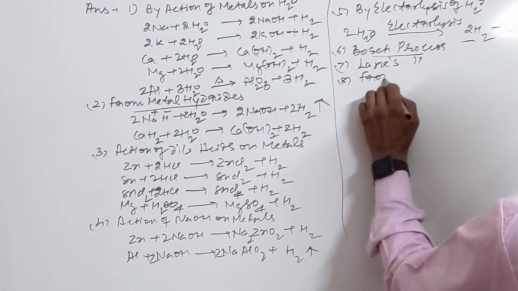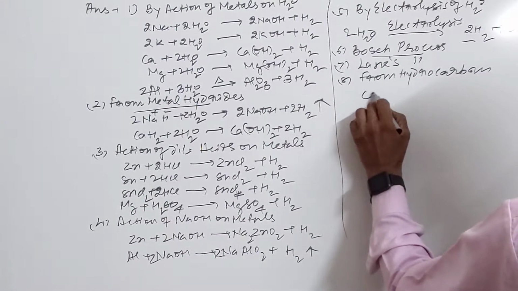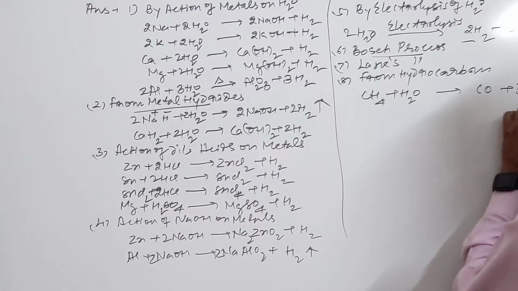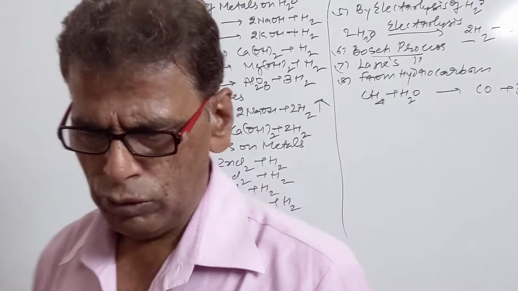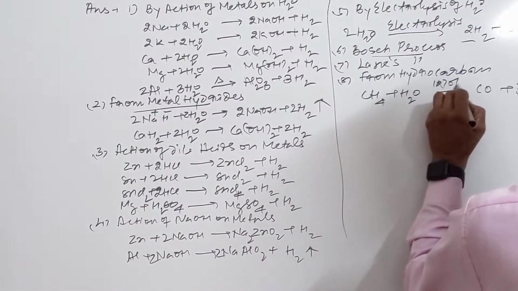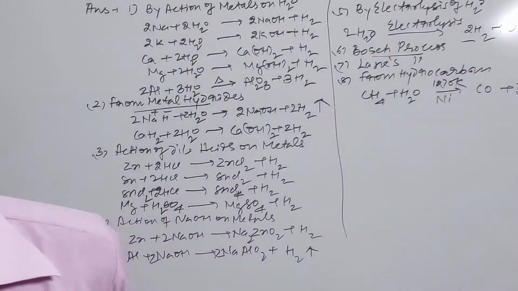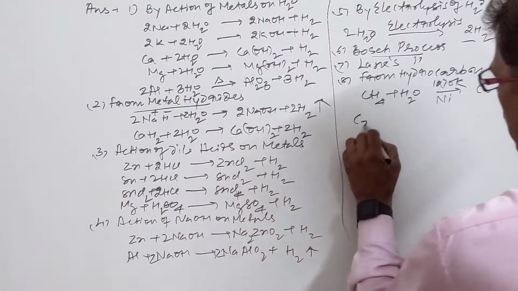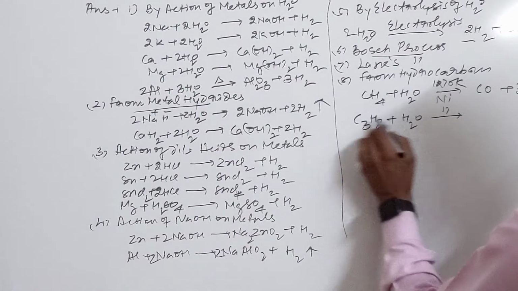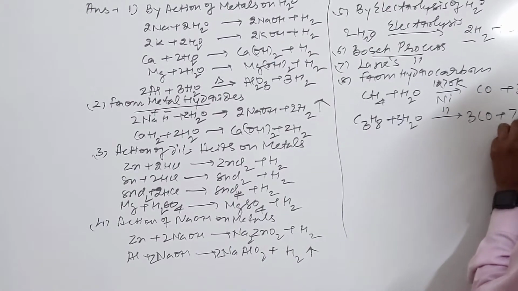From hydrocarbons, CH4 treated with water at high temperature gives you hydrogen gas. So hydrocarbon when treated with water at high temperature 1270 Kelvin in the presence of nickel, they produce dihydrogen gas. Similarly, alkane, propane C3H8 plus water, we get 3CO plus 7H2.